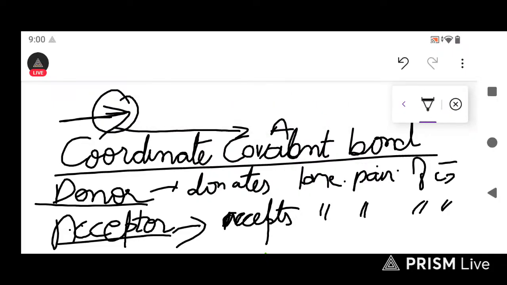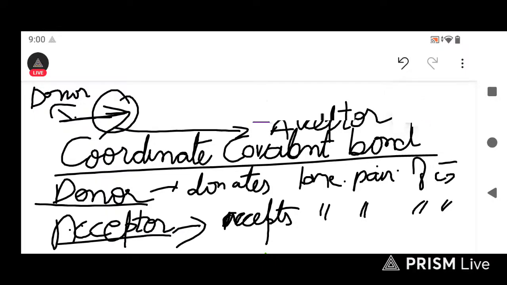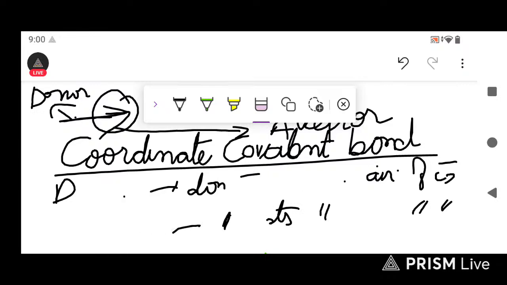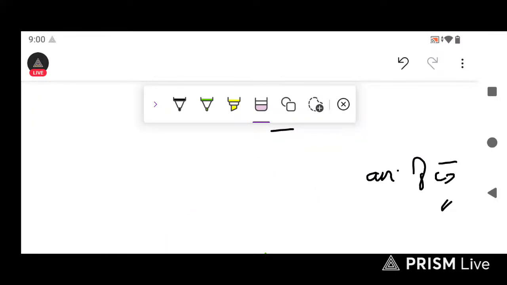The arrow points towards the acceptor, and this tail is towards the donor. Okay, so I hope you understand about the coordinate covalent bond. This is also a very important question from an examination point of view.